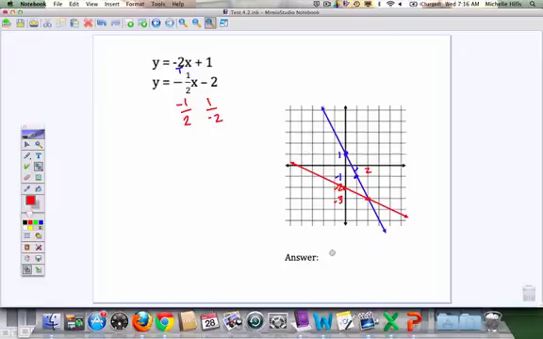And my answer is that point of intersection, which is the ordered pair where x is 2 and y is negative 3. So that's solving a system of linear equations by graphing.